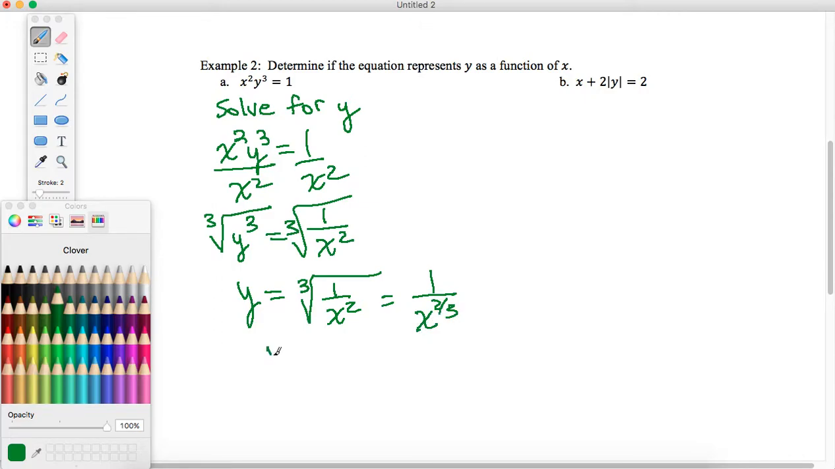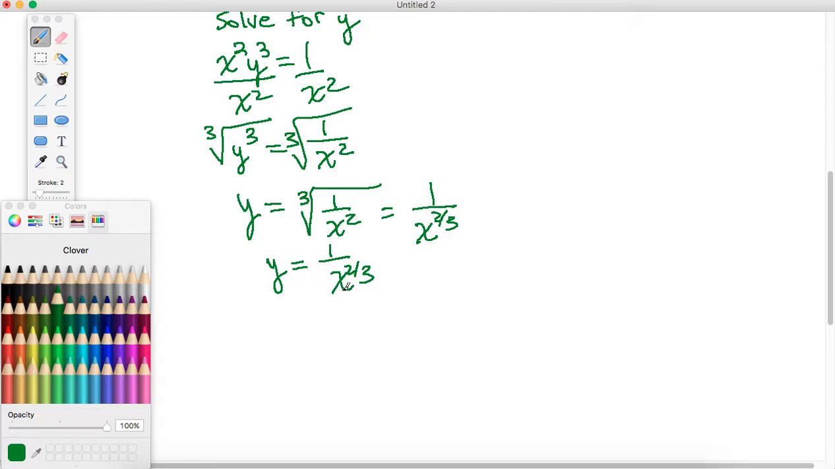The reason writing it like this is helpful is because if I plug in an x, I should try to plug in as many x's as possible. I plug in an x, raise it to the 2/3, and do 1 over that, I'm always going to get one output y value.